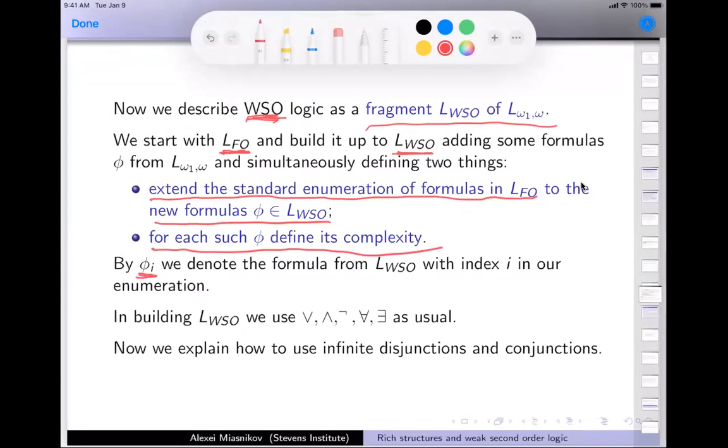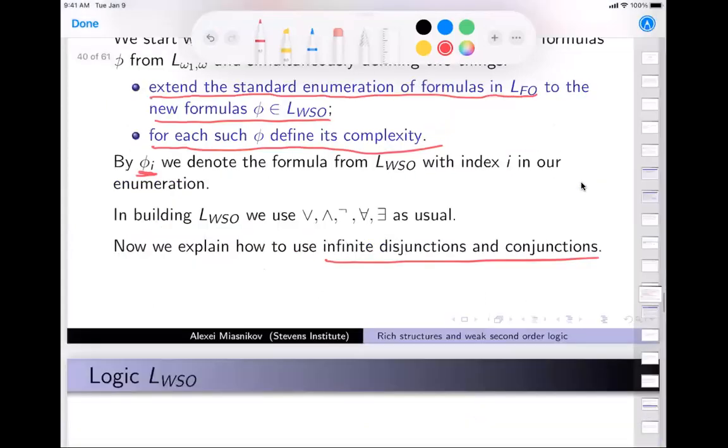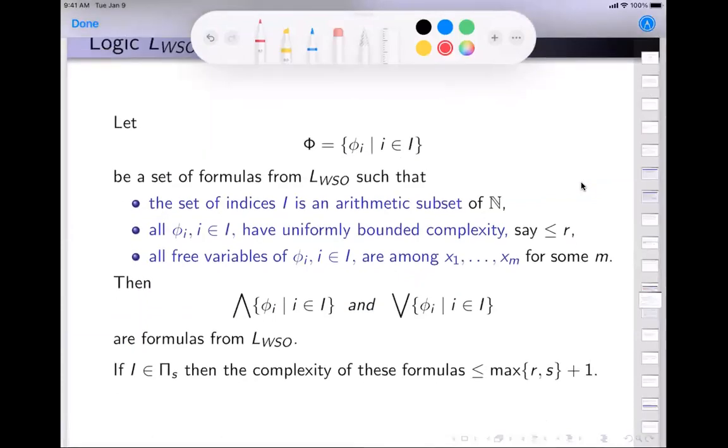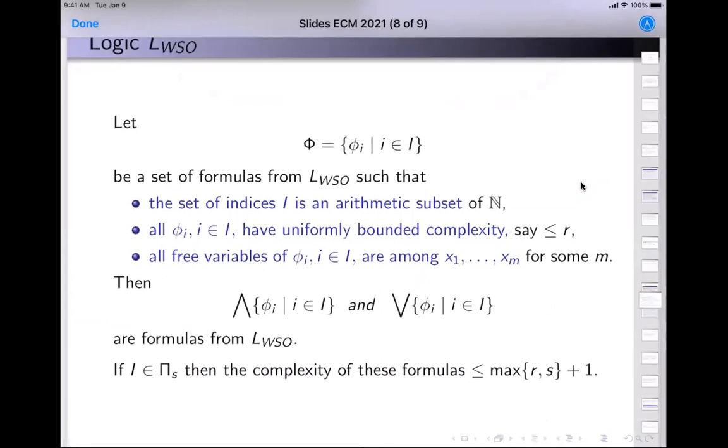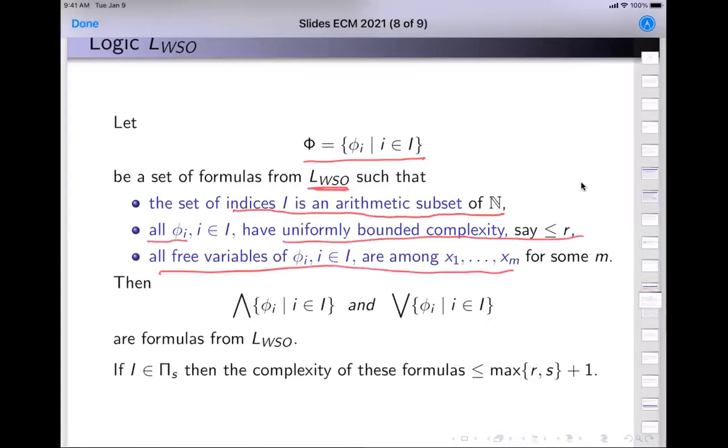We have the standard logical connectors, but also we have infinite disjunctions and conjunctions. So how can one build a formula in this fragment using infinite disjunction and conjunction? Suppose you have a set of formulas phi I which are already built in our fragment, and suppose it satisfies the following conditions. First of all, the set of indices I is an arithmetic subset of N, defined in arithmetic. All formulas phi I have uniformly bounded complexity. And you also assume that all free variables are among a fixed list of variables x1, ..., xm.